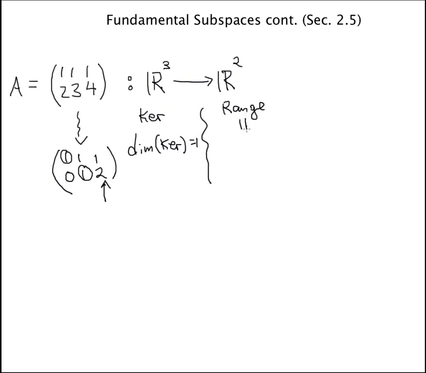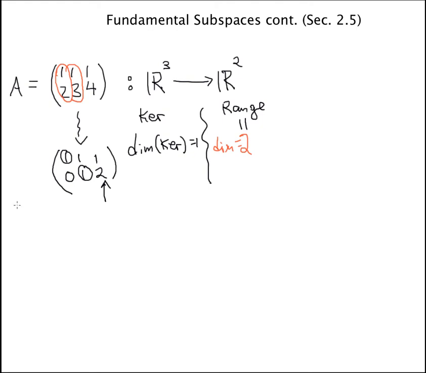And the range, what's the range? The range is the dimension of the span of the columns. And clearly, if you look at these columns, these first two columns, for example, are linearly independent. So the two of them span all of R2, so the dimension of the range is equal to 2.